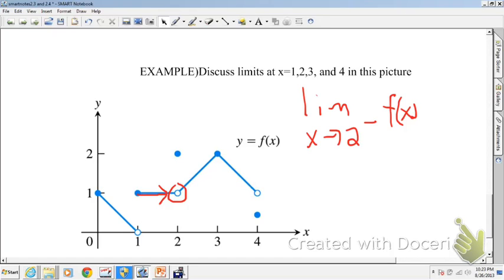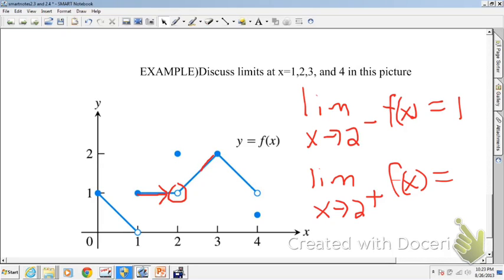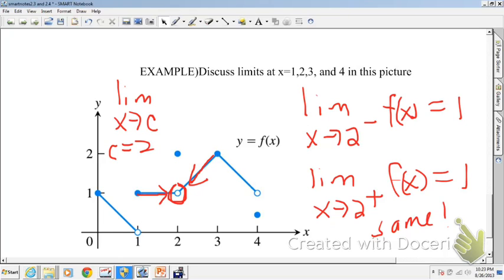So the limit as x approaches 2 from the left, we're thinking that's 1. Now, as I'm coming in towards 2 from the right, the limit as x approaches 2 from the right of f of x, what's that equal to? Now I'm coming in towards 2 from the right, still equal to 1. Well, the limit from the left and the limit from the right are the same. So then what's the overall limit as x approaches c, where c is equal to 2? Well, that does exist, and it's 1.